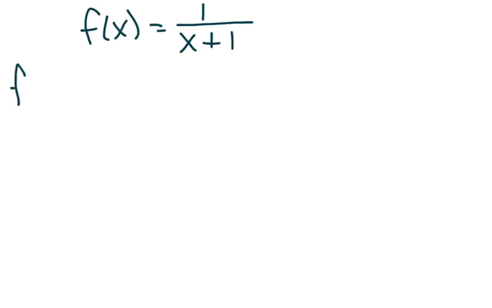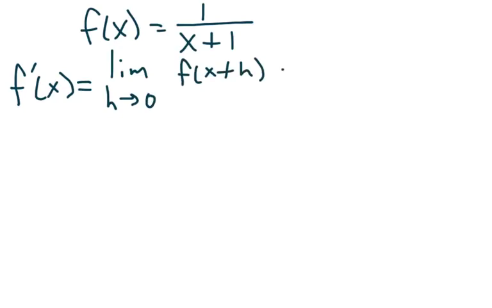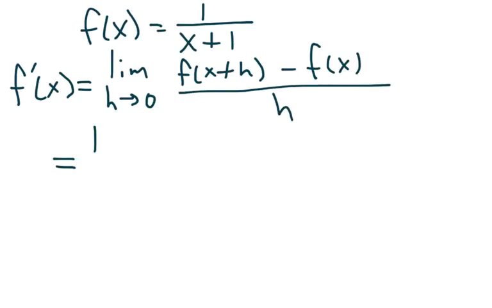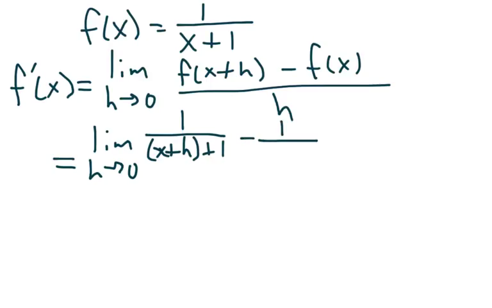Let's take a look at our final function. f of x equals 1 over x plus 1. Again, the definition says that f prime of x is the limit as h approaches 0 of f of x plus h minus f of x all over h. Substituting everything in gives us the limit as h approaches 0 of 1 over x plus h in parentheses plus 1 minus f of x, which is 1 over x plus 1, all over h.